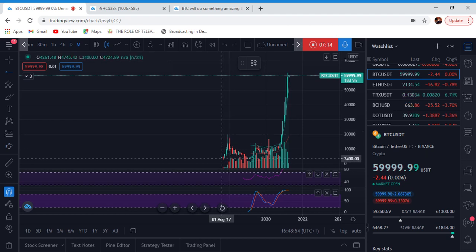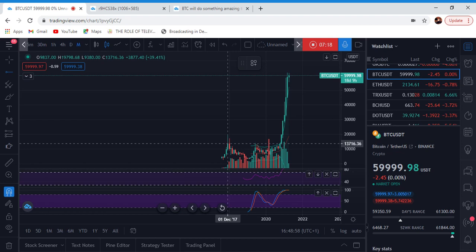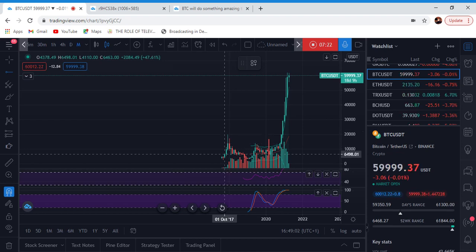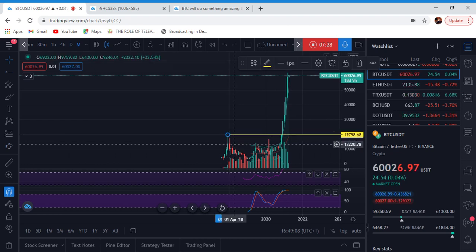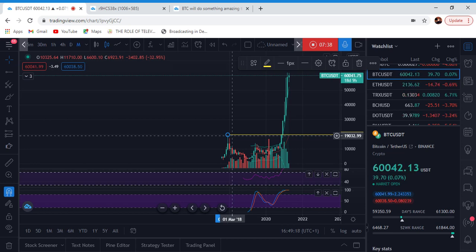So in this case, after this support here, when the coin went up, when BTC went up, it went up to around the $20,000 level before going down. This resistance, this $20,000 BTC level, used to be the strongest.